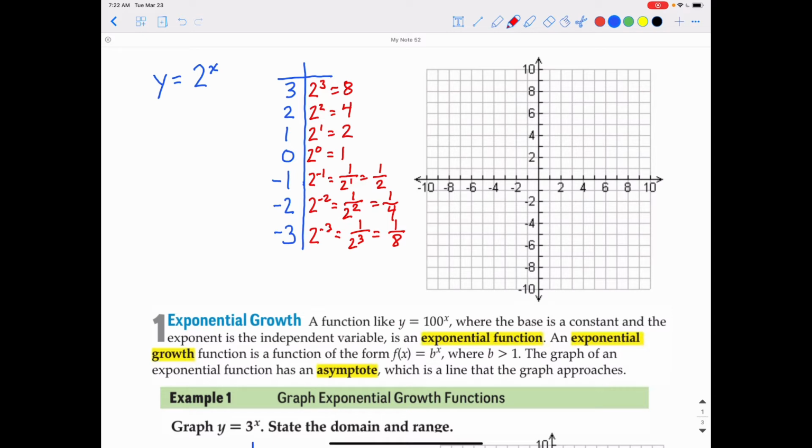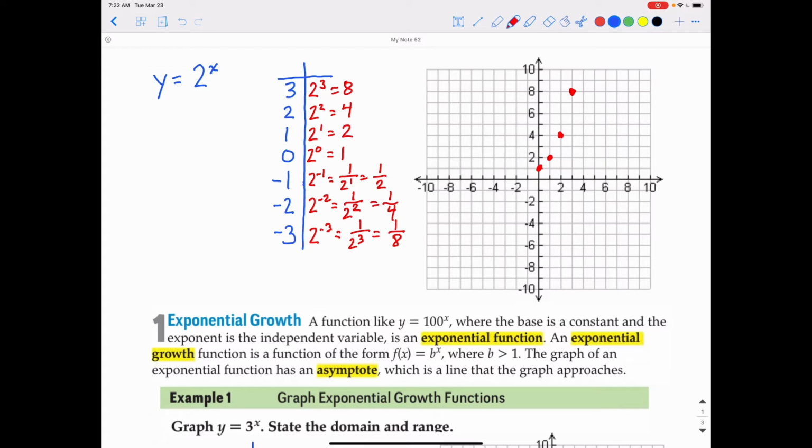So let's graph those. So 3, 8 is to the right 3 and up 8, so right there. 2, 4, right there. Actually, more right there. 2, 1. Excuse me, 1, 2, so over 1, up 2. And then 0, 1, so not left or right any, but just up 1.